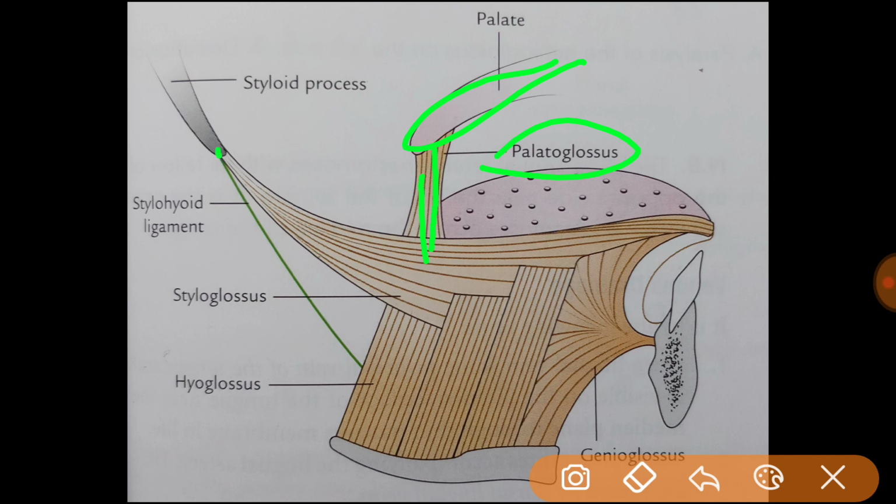In that, here the attachment to the styloid process is the styloglossus. Here it is the base of the hyoid bone, so it is known as the hyoglossus; the greater cornu of the hyoid bone, so it is the hyoglossus muscle. While the major part of the muscle is attached to the mandible. Here the genial tubercles are present where it is attached, so it is known as the genioglossus.